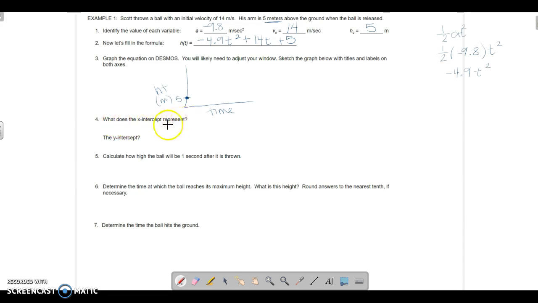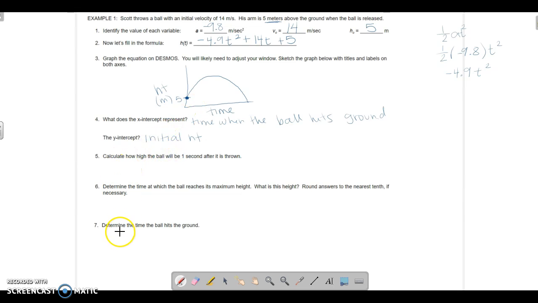It says, what does the x-intercept represent and what does the y-intercept represent? We already talked about the y-intercept: it's your initial height, that starting height of the object. So then it goes up like this and it comes down and it hits our x-axis, and that's at our x-intercept, and we know that's the time when the ball hits the ground, right? So time when the ball hits the ground. And we don't have to label too much else. It says sketch the graph below with titles and labels on both axes. We're just going to do a very quick little sketch there.